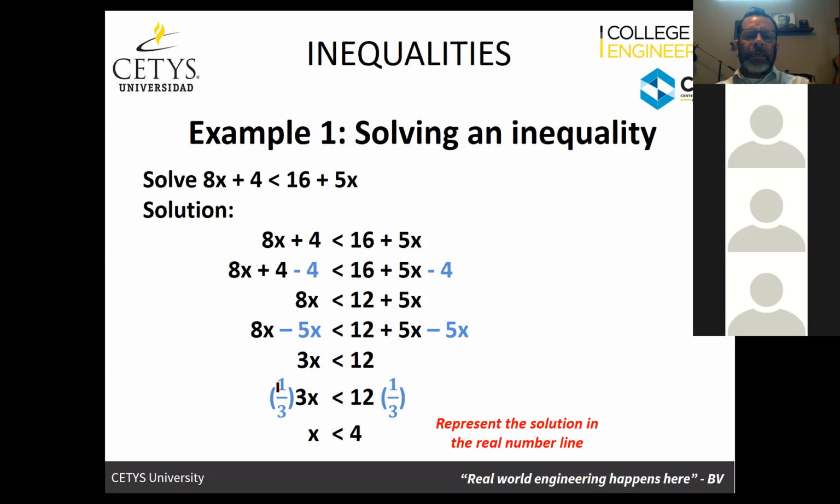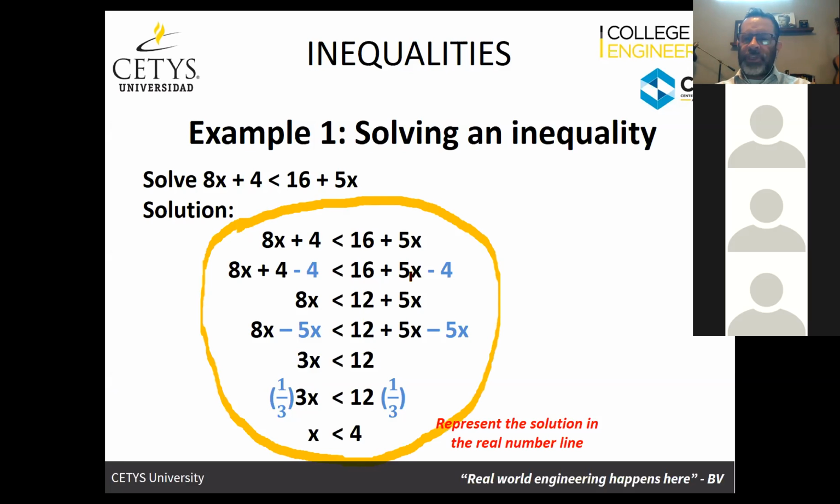Okay. Now, this is basically the same solution that Estrella gave us, just that I'm adding a little bit more procedure to it, just to be clear. So you're going to notice the blue things are the part of the procedure. We are subtracting -4 on each side. And then we're subtracting -5x on each side. And then we're dividing by 3 or multiplying by 1/3. It's positive, so we don't have to flip the sign. And this is x is less than 4.